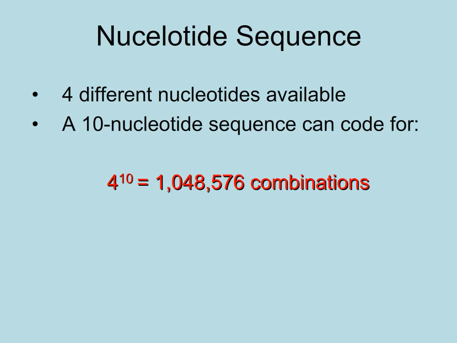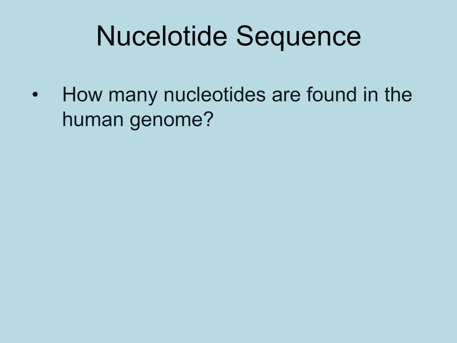But organisms contain much more than 10 nucleotides in their genomes. If we look at humans, we find over 3 billion base pairs. The possible combinations would be 4 with an exponent of 3 billion. Now, in reality, not all those nucleotides code for cellular products, but it is still a jaw-dropping number of combinations.